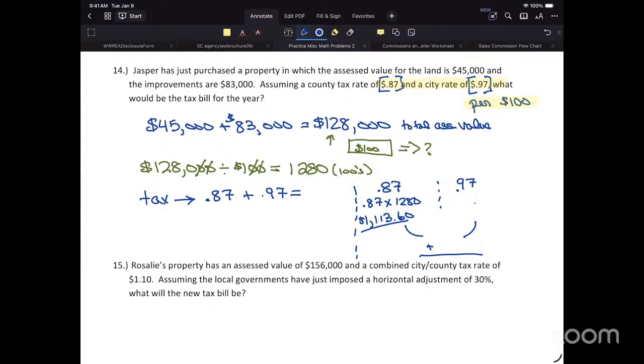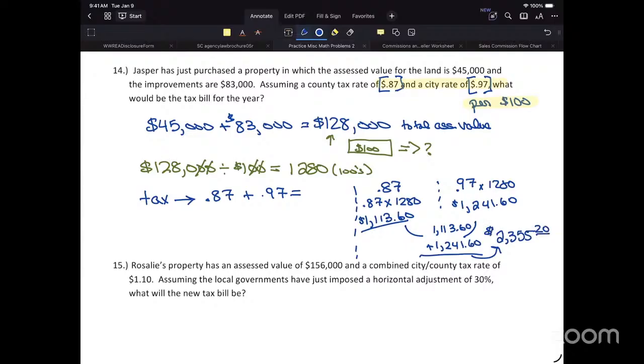All right, so let's do 97 cents times 1280. I got $1,241.60. So let's add those two together: $1,113.60 plus $1,241.60, and I got a total of $2,355.20.